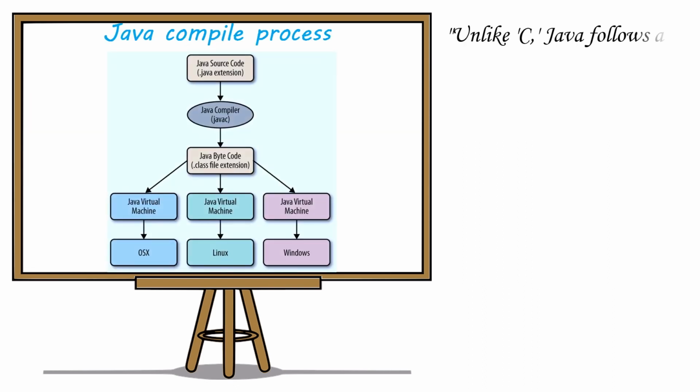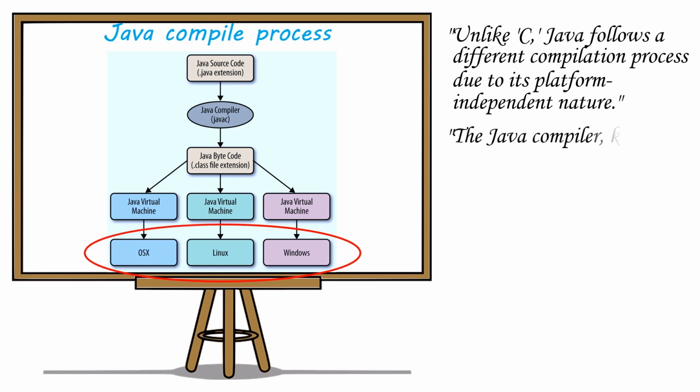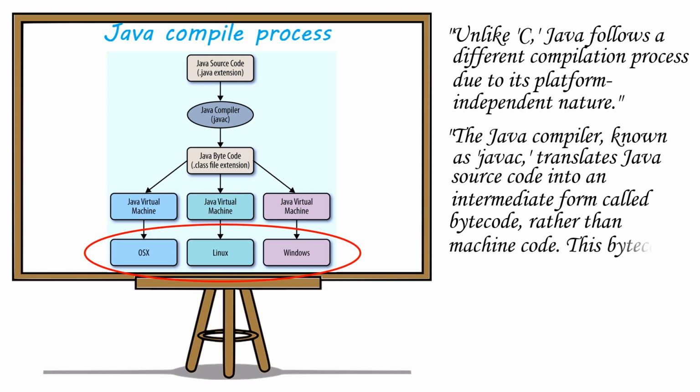Unlike C, Java follows a different compilation process due to its platform-independent nature. The Java compiler, known as javac, translates Java source code into an intermediate form called bytecode, rather than machine code. This bytecode is executed on the Java Virtual Machine, JVM.